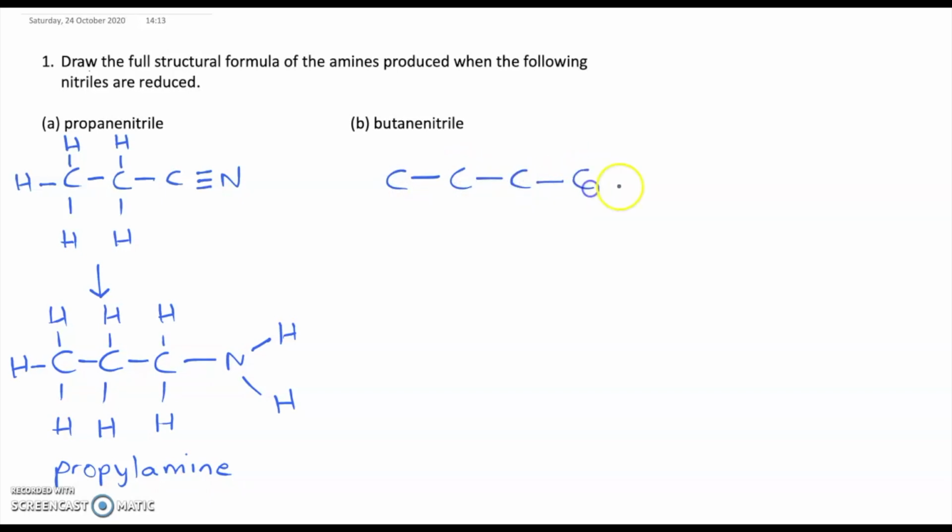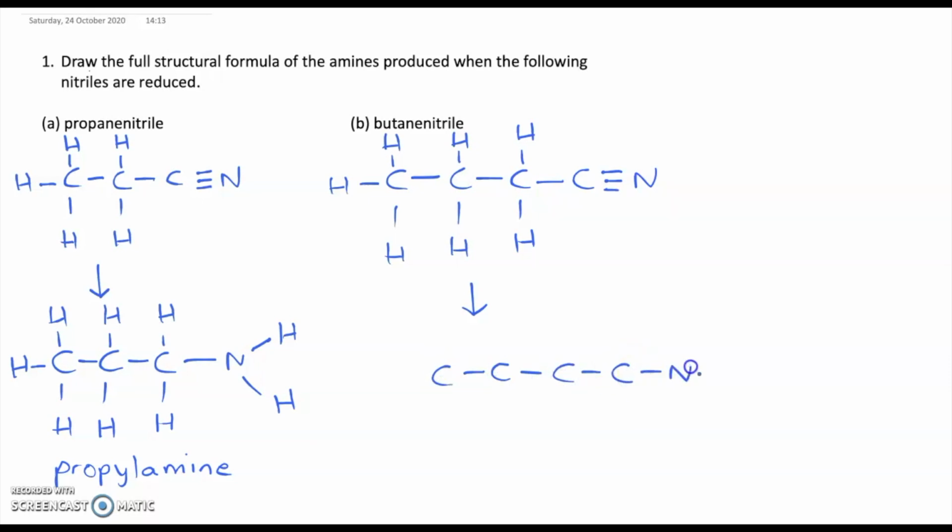And butane nitrile has 4 carbons in the chain and a triple bond between the last carbon and the nitrogen. And if we reduce this, we again break the triple bond and we add 4 hydrogens to the molecule. So I've drawn butane nitrile, and I'm now going to break the triple bond between the carbon and the nitrogen, and I'm going to add 2 hydrogens to the nitrogen, and I'm going to add 2 hydrogens to the carbon next to the nitrogen. So there's my 4 hydrogens, and I'm going to put in the remaining hydrogens, and my final amine is C4H9NH2, and this is called butylamine.